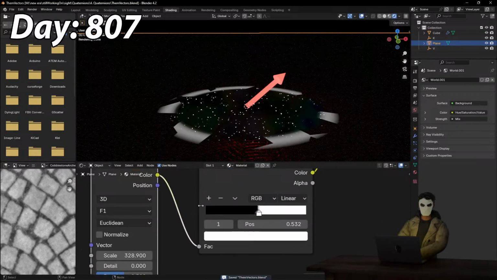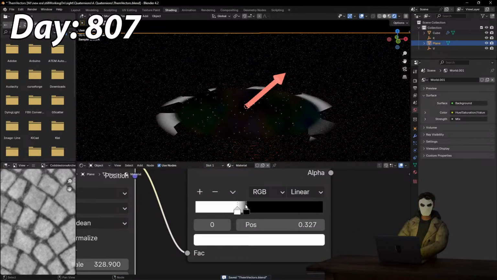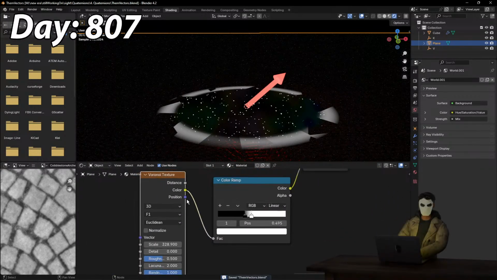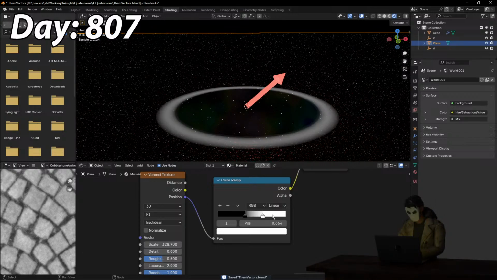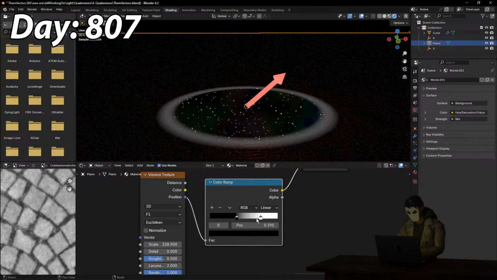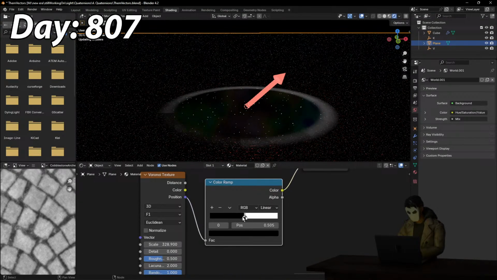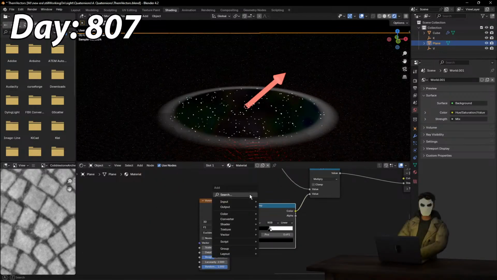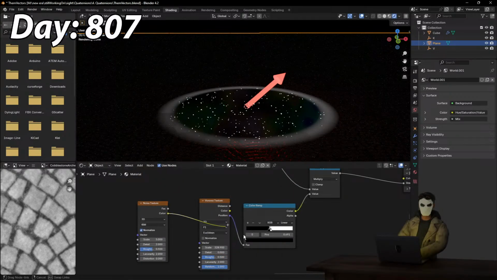Oh, I deselected the use nodes. Well, that's clever of me. That's not what I meant at all. Position? No, position isn't what I meant at all either. I guess noise would be fine then.